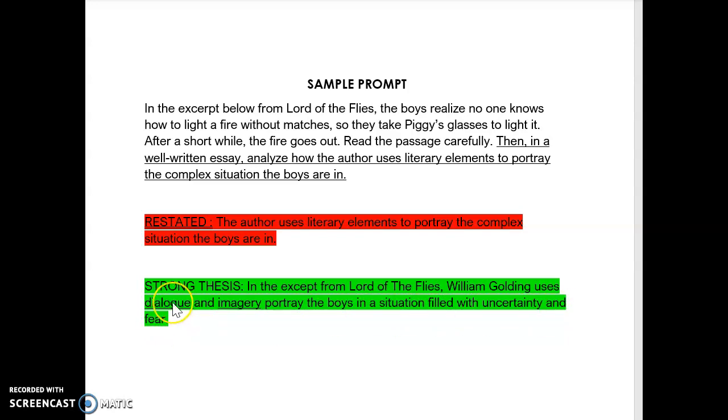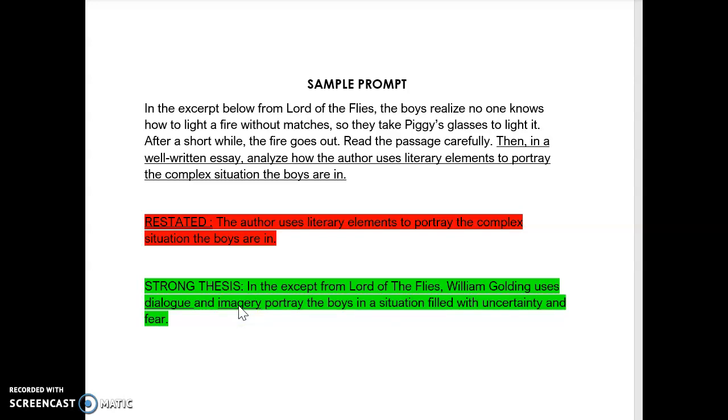You want to make sure that you give me those literary elements in your thesis. So it's very easy for you to, in your body paragraphs, talk about dialogue in body paragraph 1, talk about imagery in paragraph number 2. So you don't have to specifically use these two literary elements. There are so many different literary elements out there that you can use, but these are just very simple and easy ones for you to use on your essays.